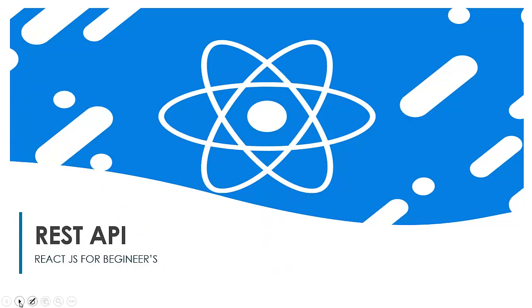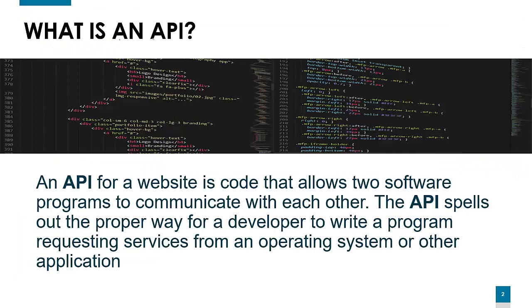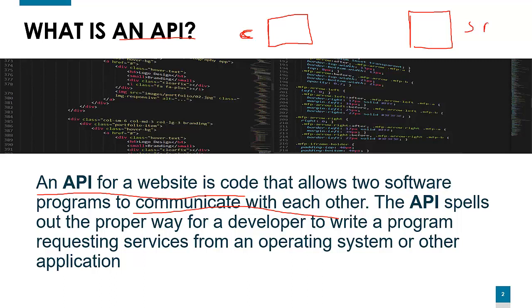What is an API? Let's move to the next slide. An API for a website is code that allows two software to communicate with each other. What does this mean? See, there is a client using a button here, and there is a server computer here. You can say it is a server, or you can say it is a database.